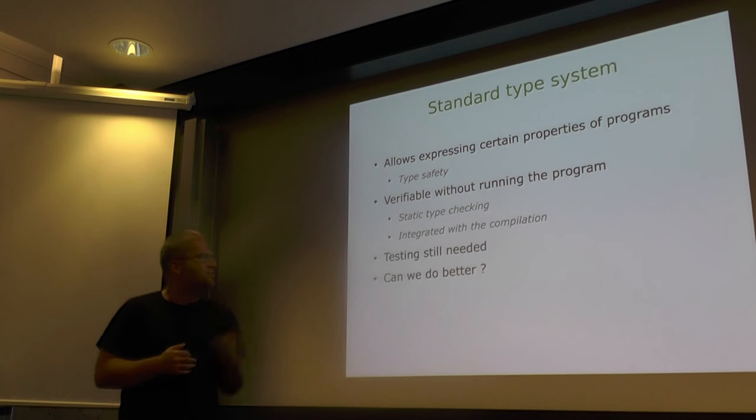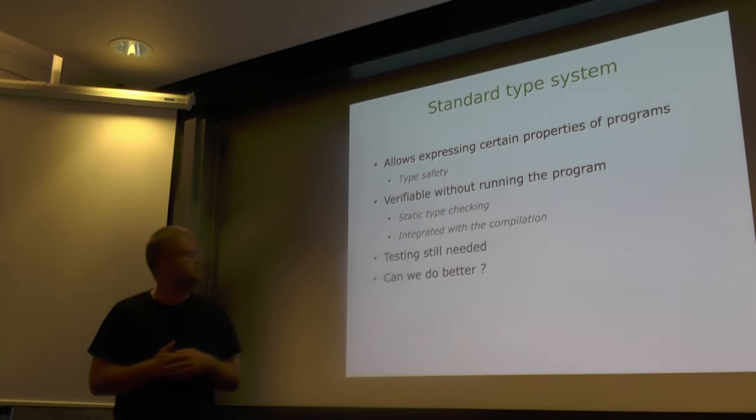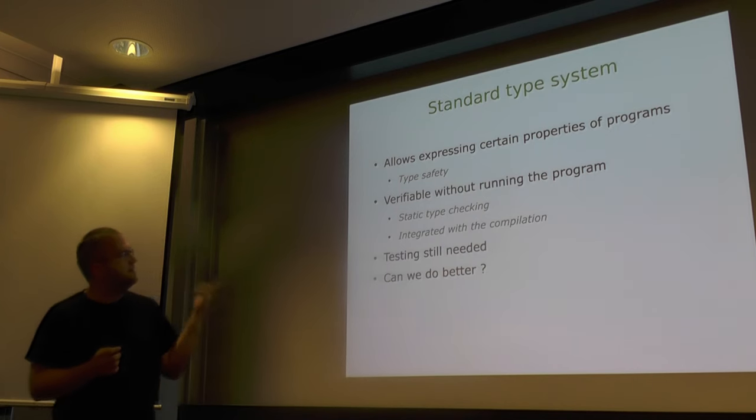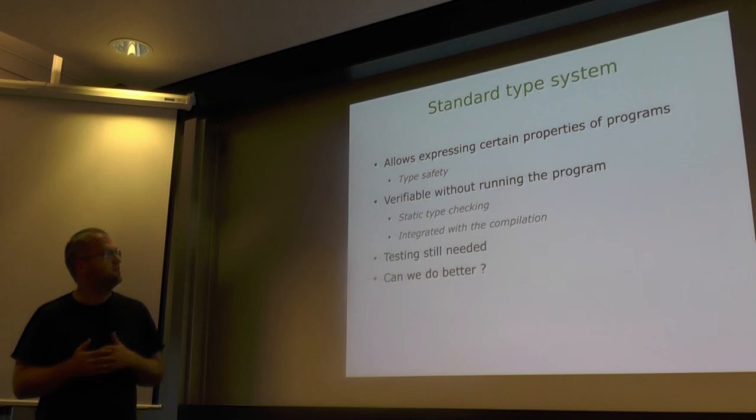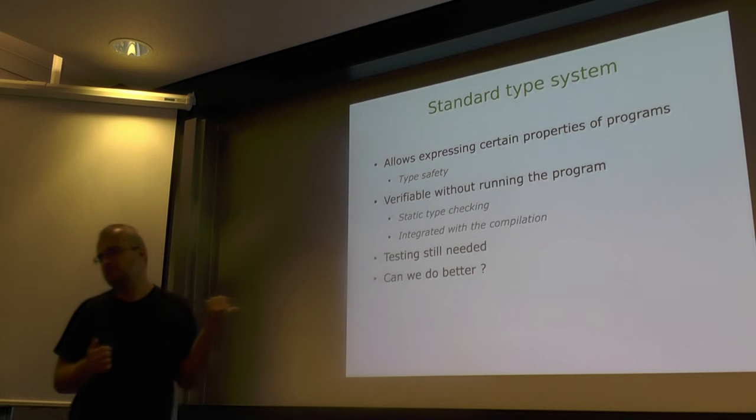And typically, in most languages and most implementations, this is actually integrated with the compilation. In theory, it doesn't have to be, but usually it is. So it's a part of the compilation. The compiler does the static type checking and ensures the program's type safety. But, as the first paragraph says, we can express certain properties only to some extent. We can reason about the program to some extent. We usually still need to test, right? The fact that the program is type safe doesn't necessarily mean it's correct.